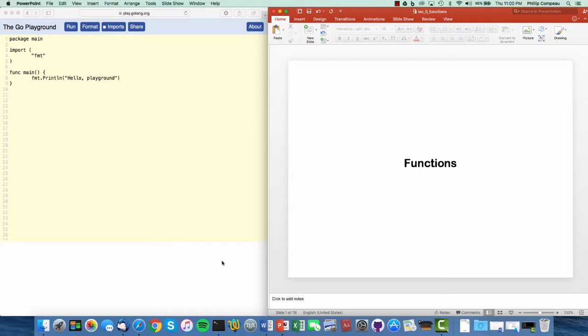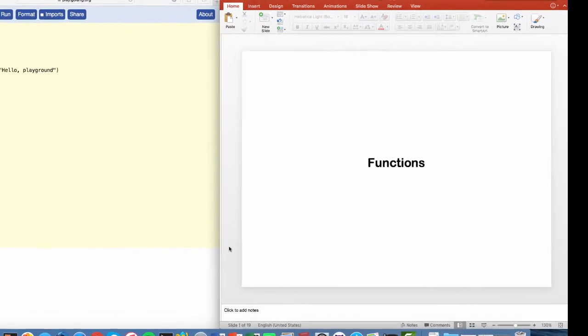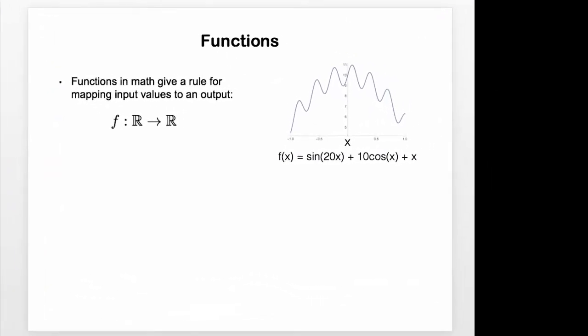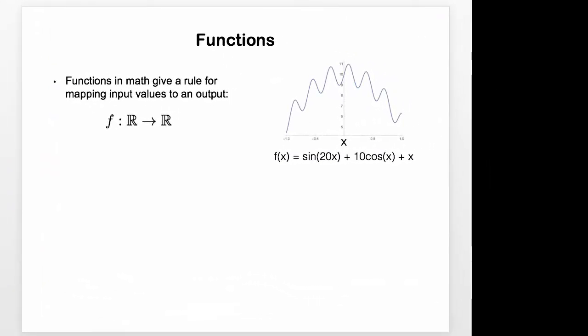So I'll go back and do a little review of where we had started talking about last time when we started talking about functions. So with functions, in the mathematical world, we think of a function as a rule for mapping input values to an output. So the function f of x is sin(20x) plus 10 cos(x) plus x, an example of a function that takes one real number as input and as output gives another real number.